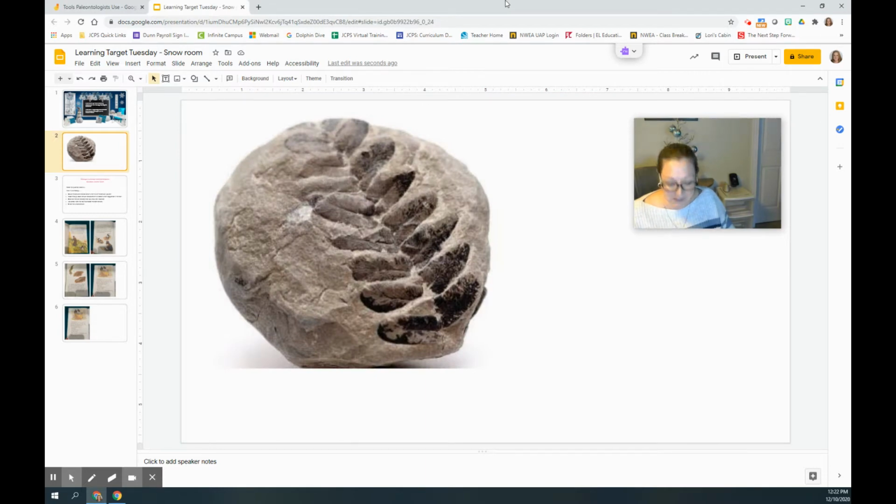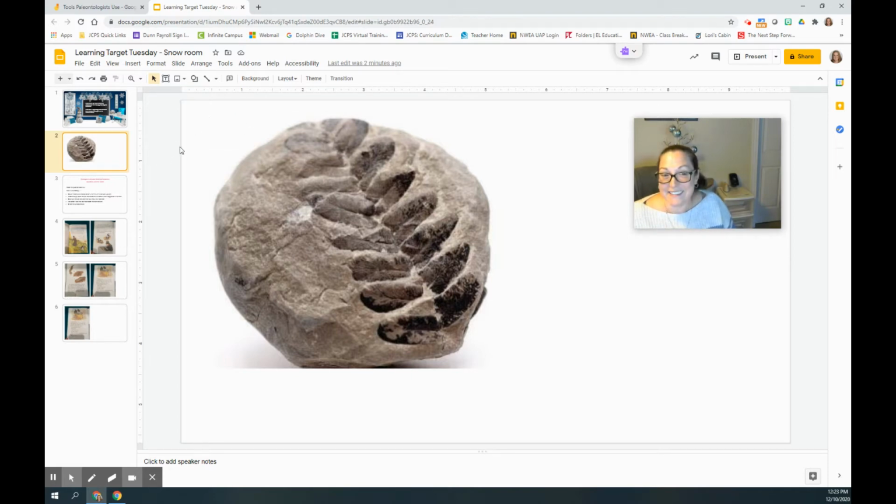Take a look at this fossil. Can you tell what it is? Look closely. What do you notice? What does it look like? This is a fossilized tree fern. If you look closely at it, you can see these are kind of the leaves of the fern. So this is a plant. Plants can become fossils too.